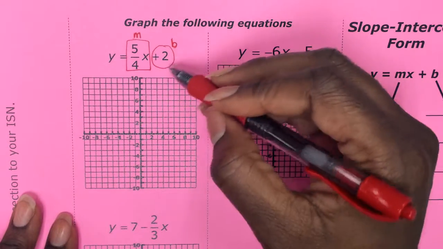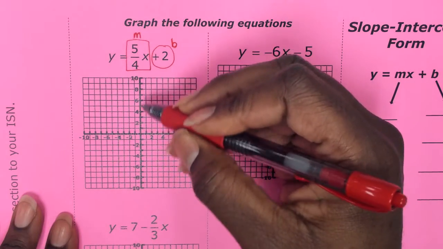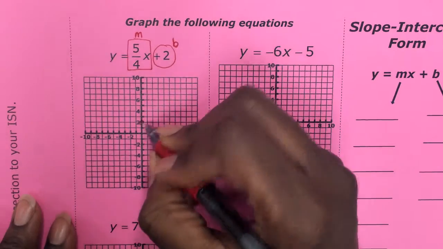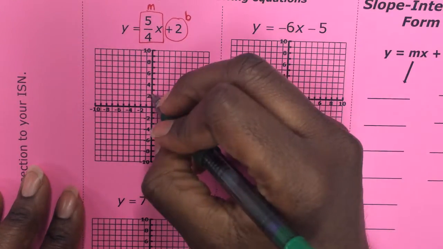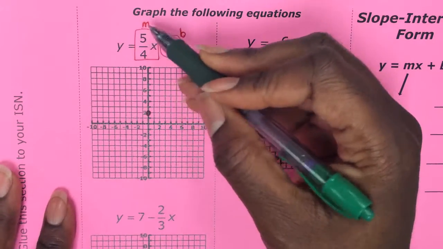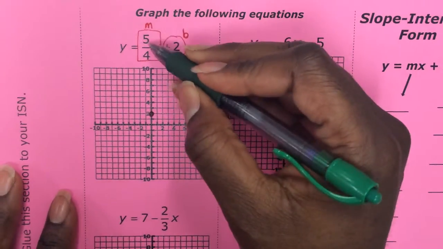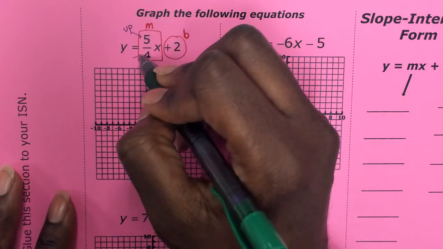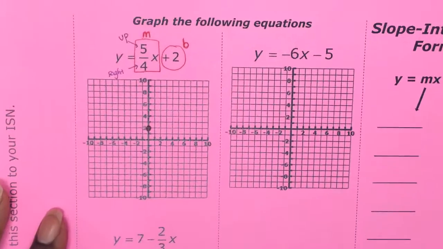Where do I put that plus 2 at? Would it be above the x-axis at 2 or down here? Above. It would be above, thank you. So put that first point right there at the positive 2. And then our 5 over 4 tells us how to move. The m tells us how to move. So if the 5 is positive, that means I go up 5 and then the 4 is to the right. And I keep doing that.